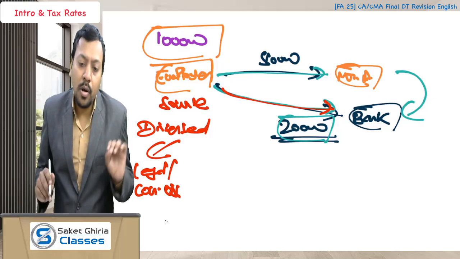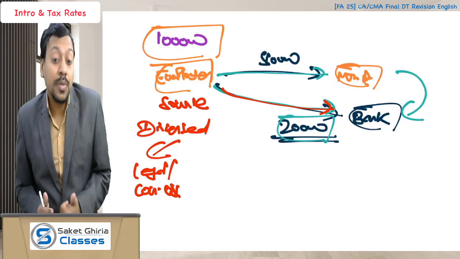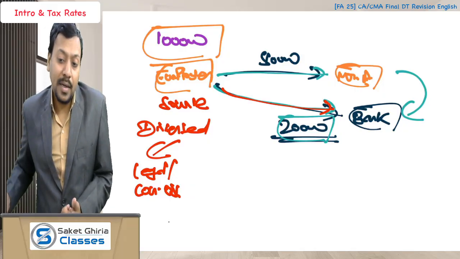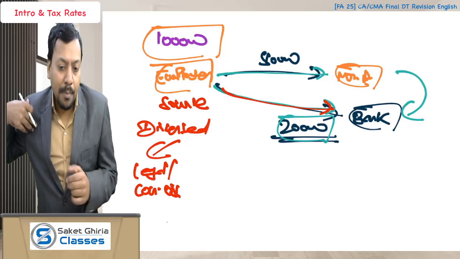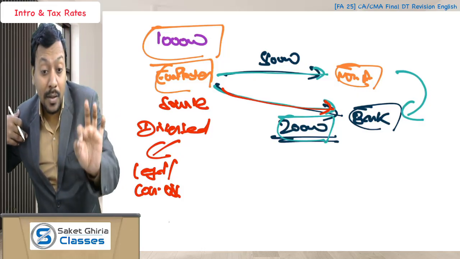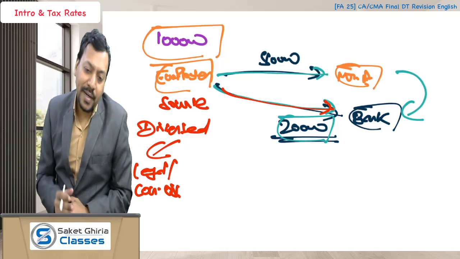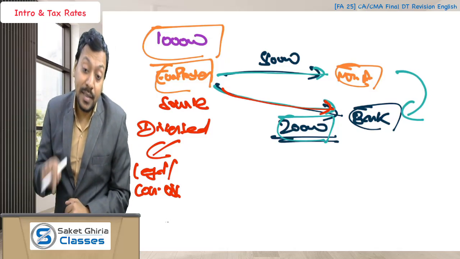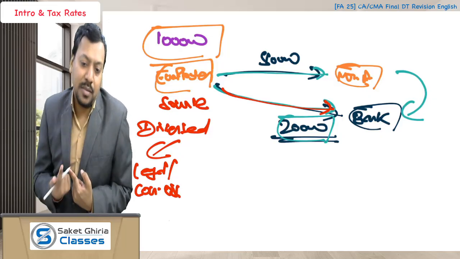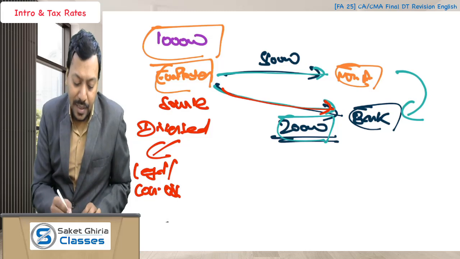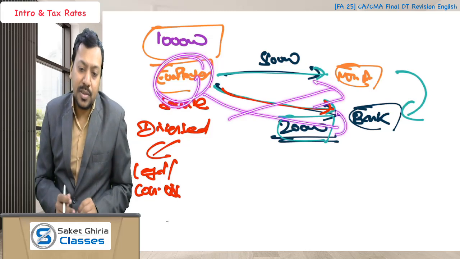And if the employer was not under some legal or contractual obligation to divert this 20,000 rupees to the bank instead of Mr. A, this is diversion. Okay, this is diversion, but this diversion is not by overriding title. And as this diversion is not by overriding title, this diverted income from the employer to the bank is going to be taxable in the hands of Mr. A.